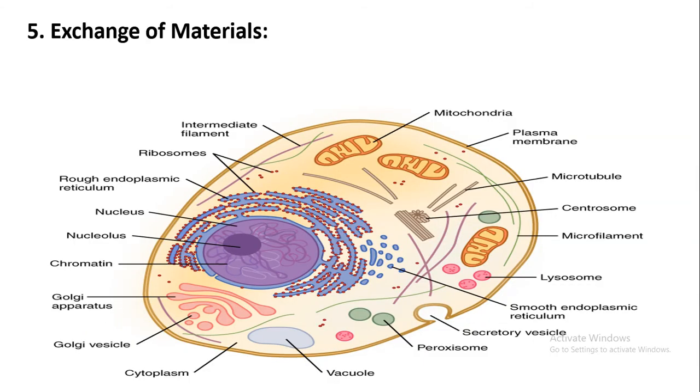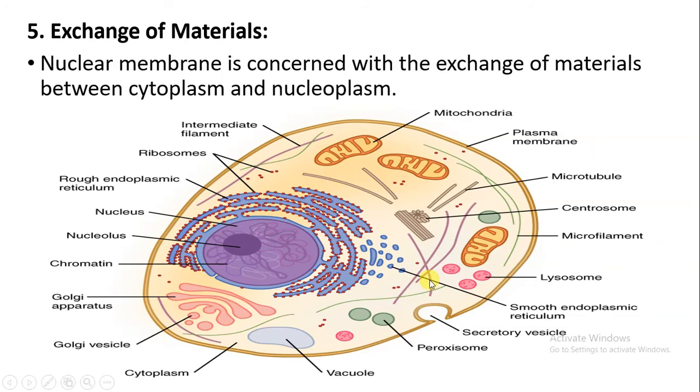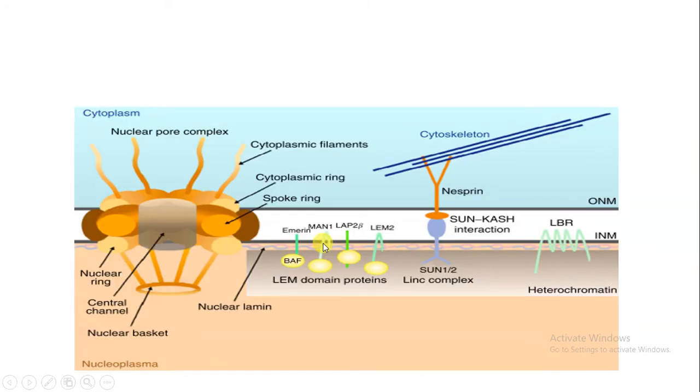The next function is exchange of material. A number of materials get exchanged from the cytoplasm to the nucleus and from the nucleus to the cytoplasm. This takes place through the nuclear membrane. Exchange of material from the cytoplasm to the nucleoplasm and from the nucleoplasm to the cytoplasm takes place with the help of the nuclear membrane, which is a part of the nucleus.